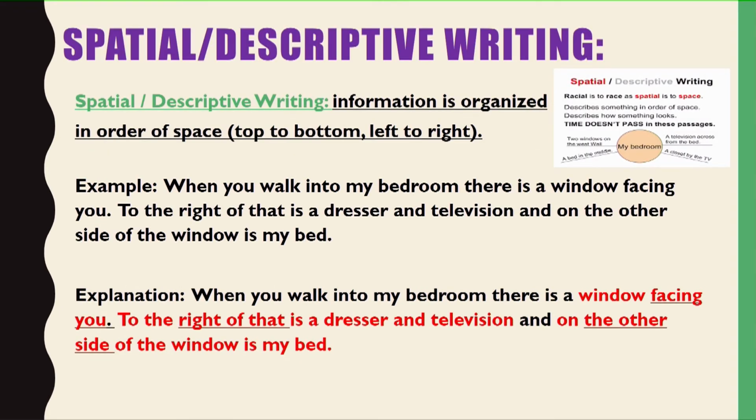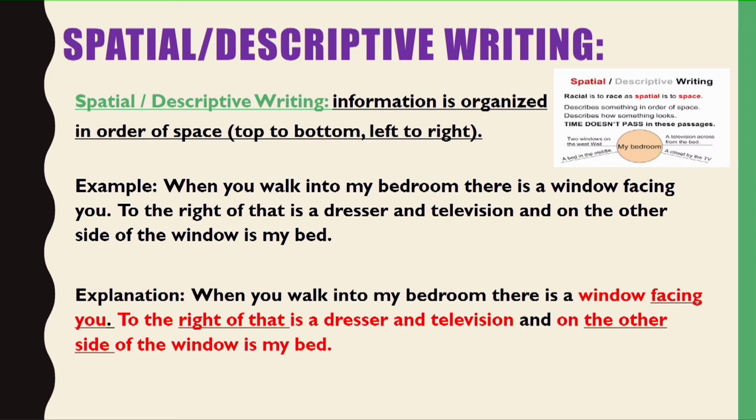All right, our last one, this is number 7, is spatial or descriptive writing. So spatial or descriptive writing is when information is organized in order of space, not time, but space. Think of top to bottom, left to right. Look at this example as you write down the definition.